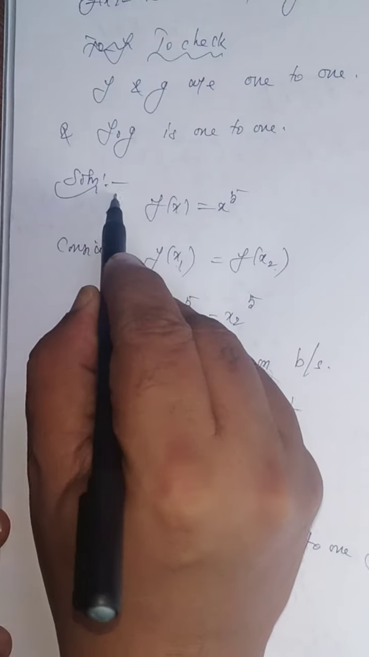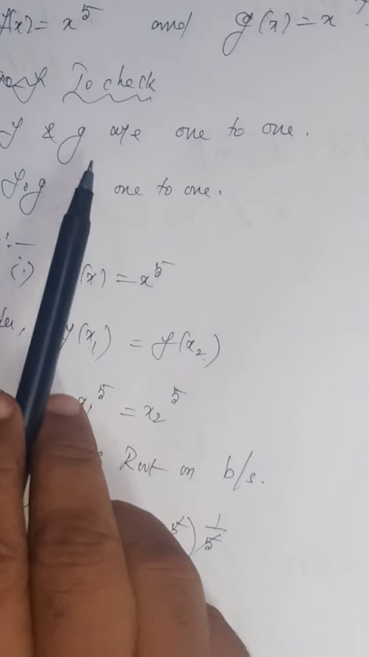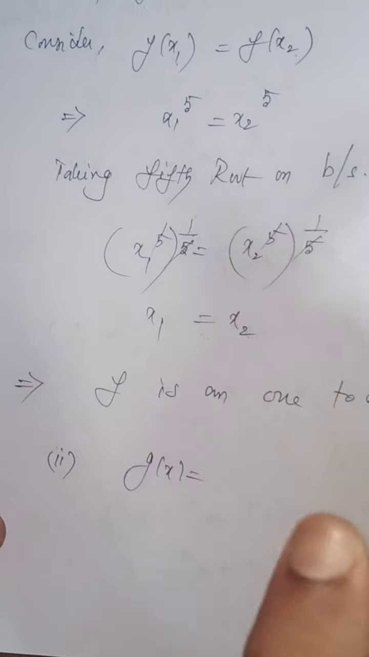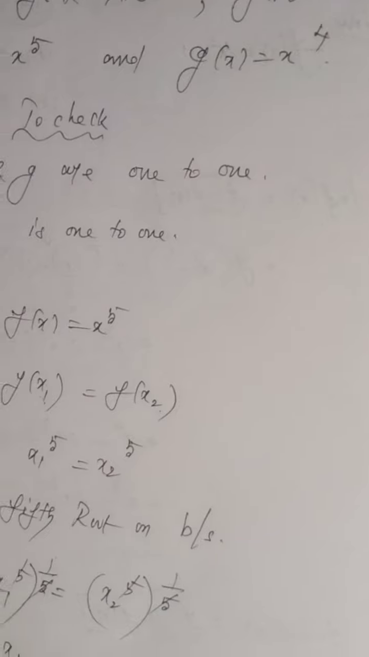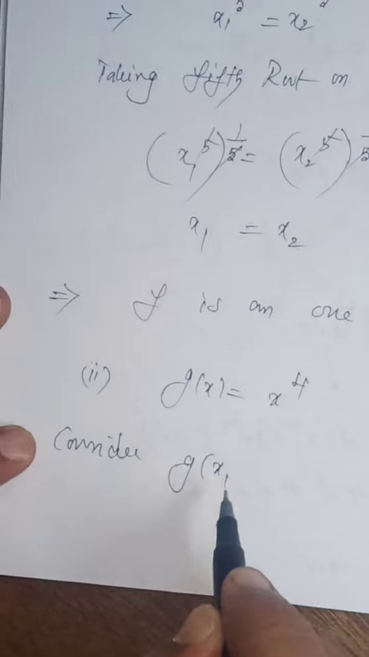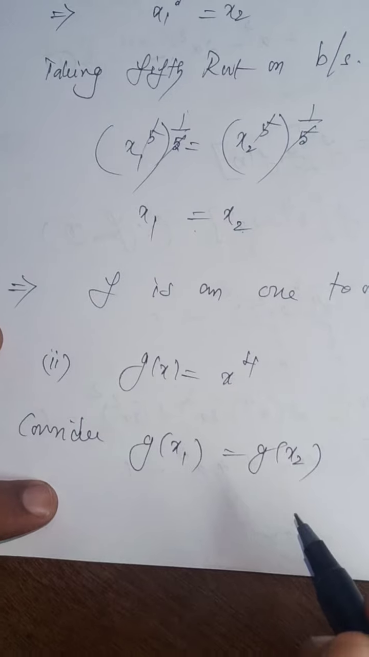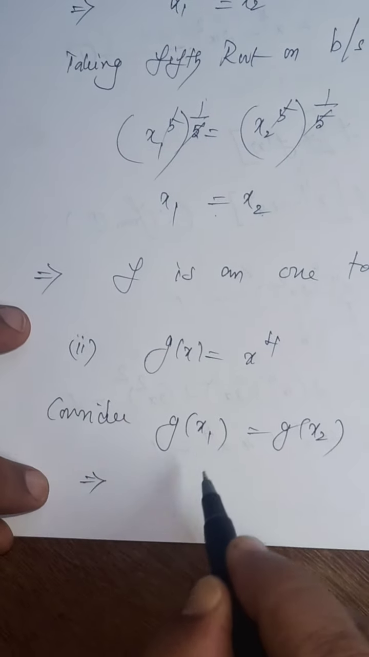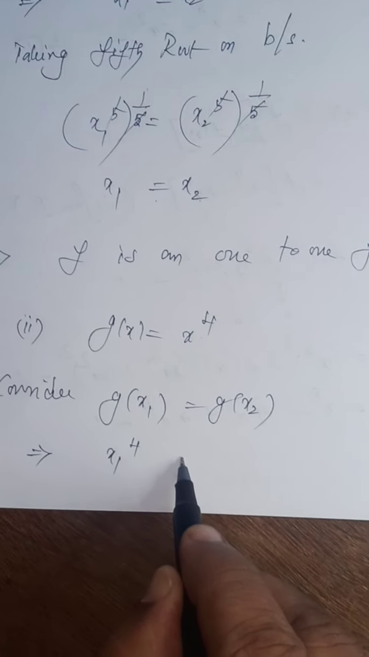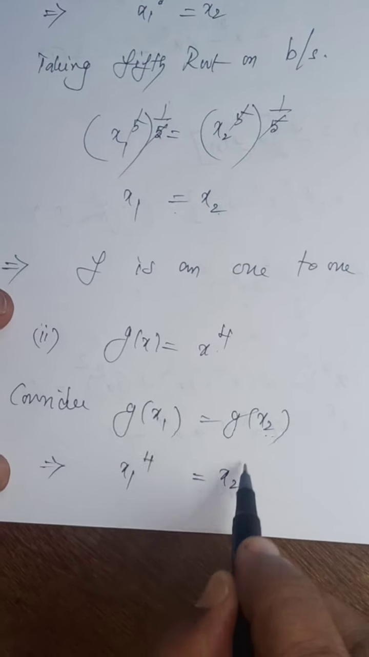Let it be the first subdivision. Now we take the second subdivision, that is we have to verify g is one-to-one or not. So I take the function g of x. What is g of x? x power 4. Consider g of x1 equal to g of x2, which implies replace x by x1, you will be getting x1 power 4, and replace x by x2, so you will be getting x2 power 4.